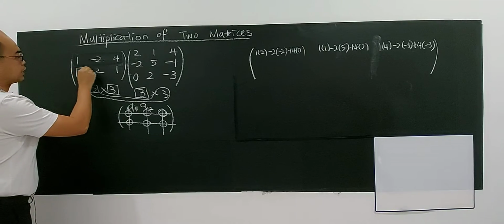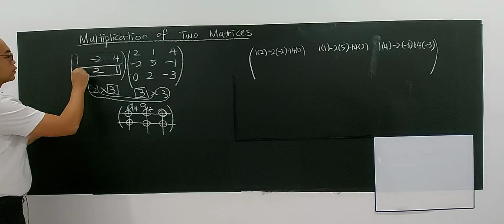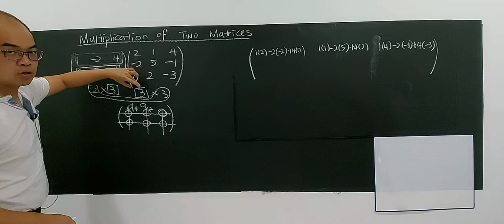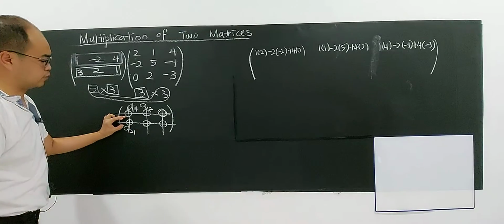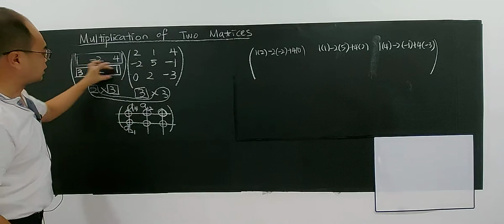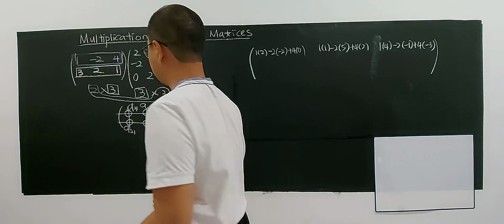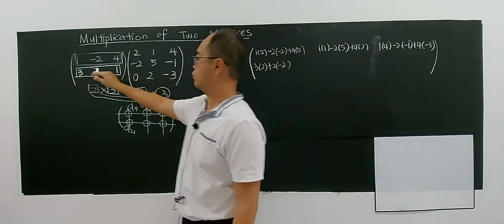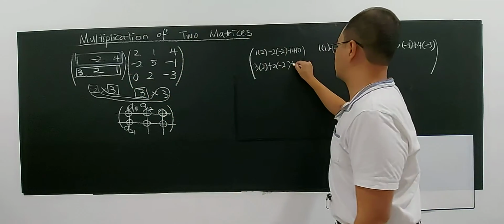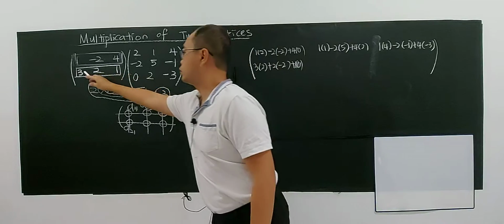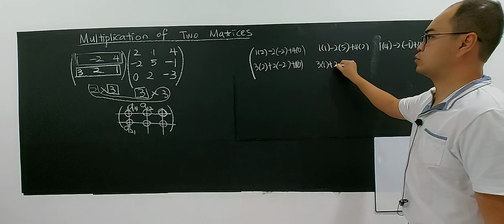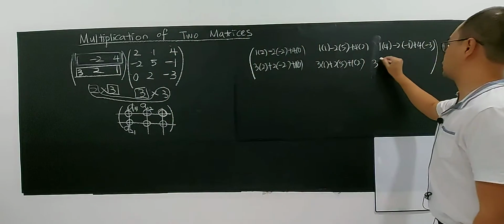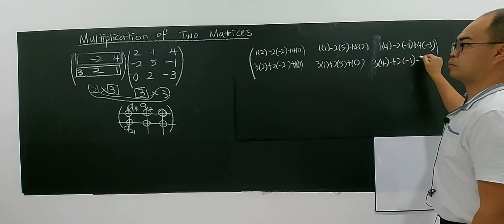Now we go for the second row, 3, 2, 1. Sorry, it's 3, 2, 1, and the columns are 1, 2, 4. Now the second row with the first column produces this, then the second row with the second column, and the second row with the last column. So you have to be clear what you are doing. 3 times 2, plus 2 times negative 2, plus 1 times 0. Then 3 times 1, plus 2 times 5, plus 1 times 2. Then 3 times 4, plus 2 times negative 1, plus 1 times negative 3.